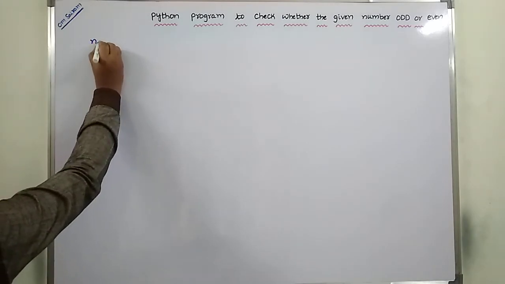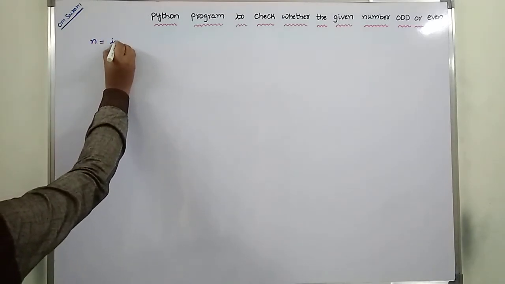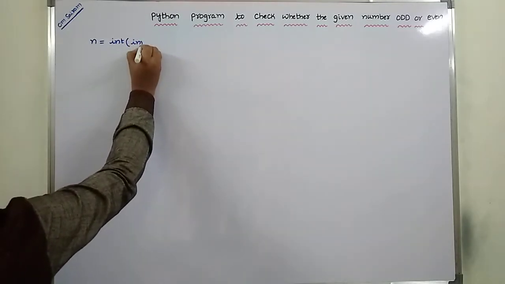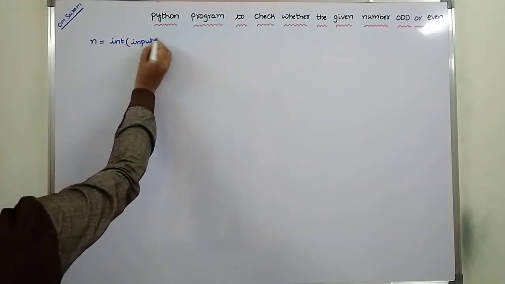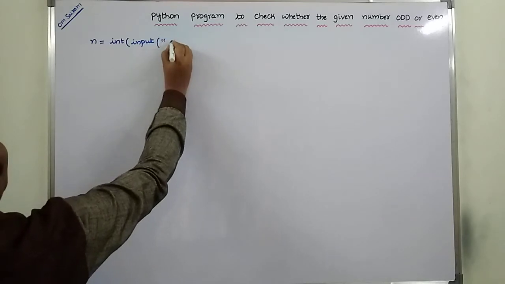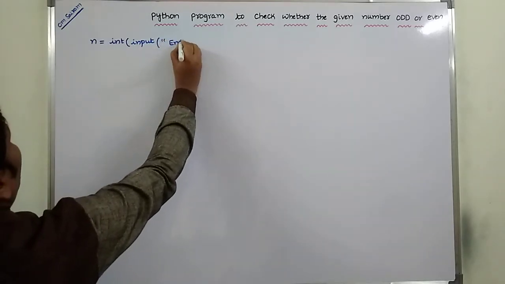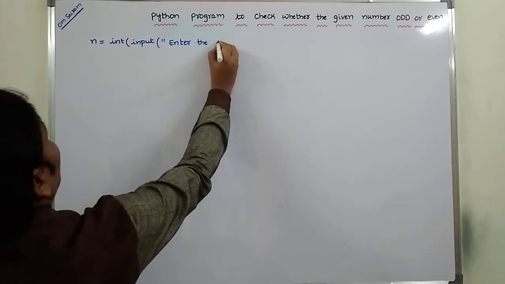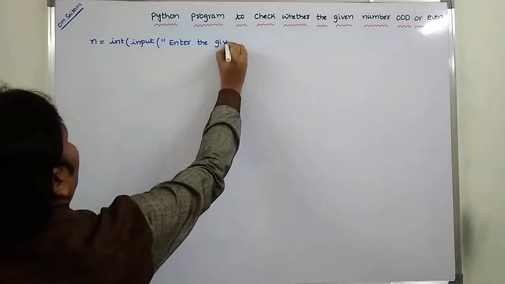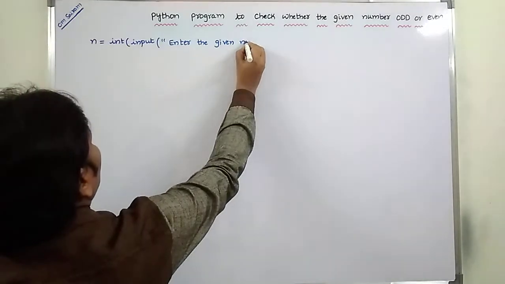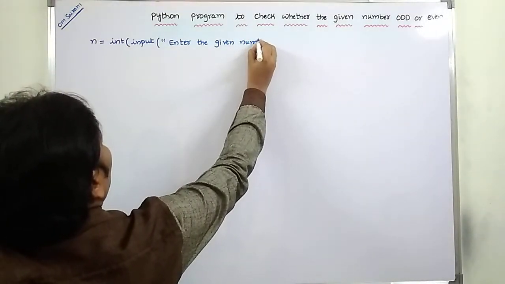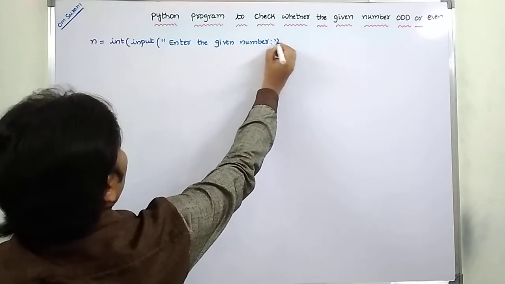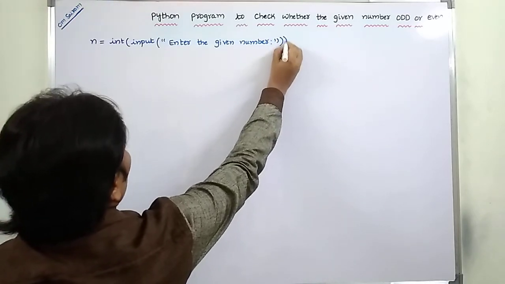So n is equal to int of input of "enter the given number". Once I am writing the program, then I have to explain step by step.